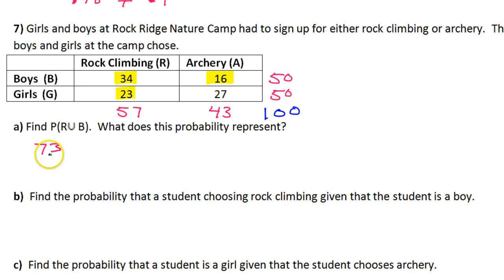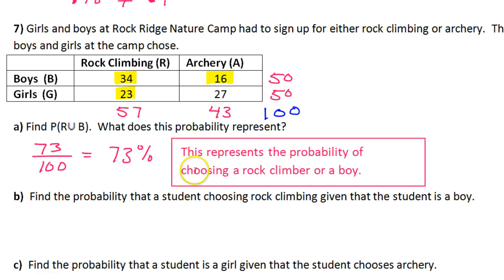So the probability here is 73 out of 100, 100 being the total of the entire population. So obviously we're dividing by 100. I don't know if this reduces. I don't think so. 73 over 100. Yeah, that doesn't reduce, but clearly that would be 73%. So that's the answer as far as the probability. Now, what does this probability represent? This represents the probability of choosing a rock climber or a boy.